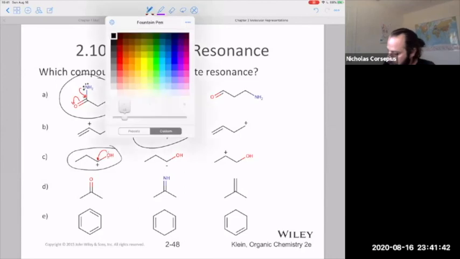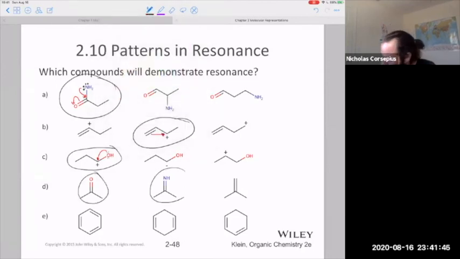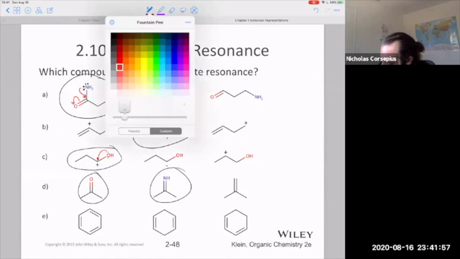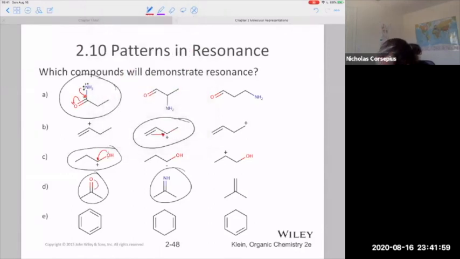Okay. It's actually both of these two here, because these are pi bonds that are located between atoms with differing electronegativity. So both of these would have resonance structures associated with them, where this pair of electrons gets stolen from that base carbon onto the more electronegative heteroatom.